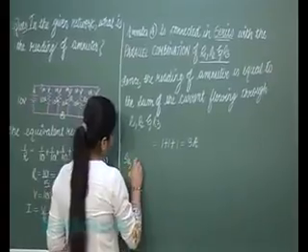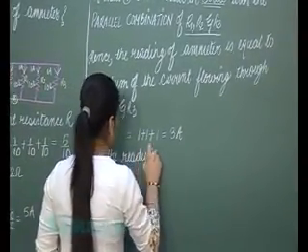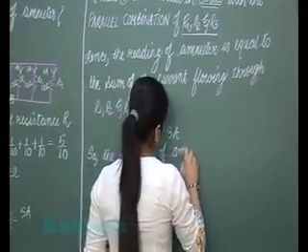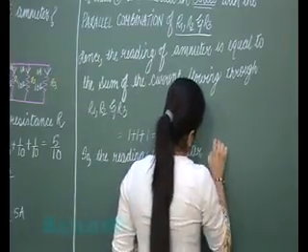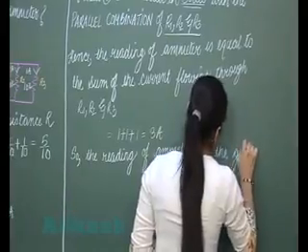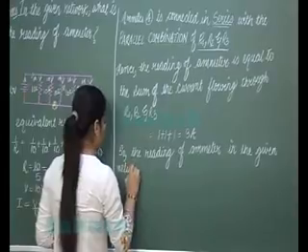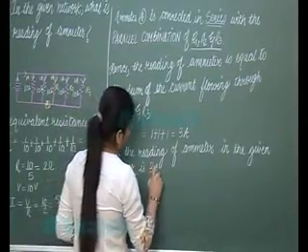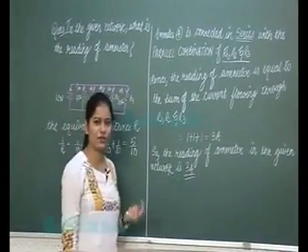So the reading of ammeter in the given network is 3 ampere. Student, I hope this question is very clear to you. Now let's solve another numerical.